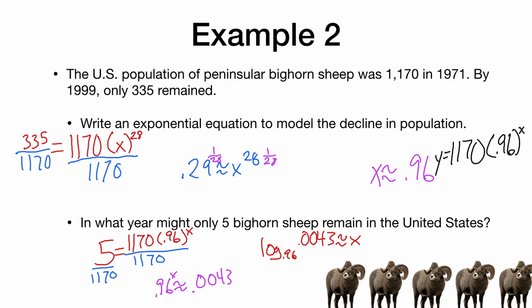And what you end up getting is that x is approximately 133.49. So about 133 and a half years, which means 5 bighorn sheep will remain in the year, well, let's see, we have to do 1971 plus 133, which means in the year 2104, in about June of that year, there will only be 5 bighorn sheep left.